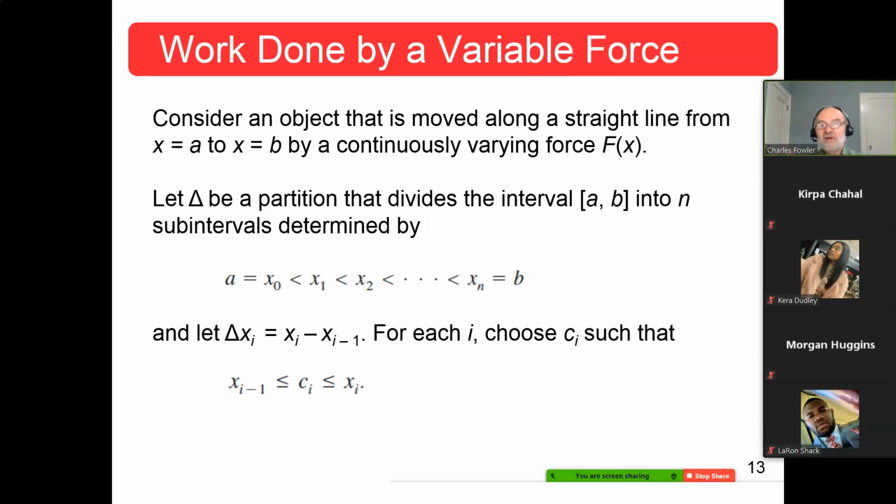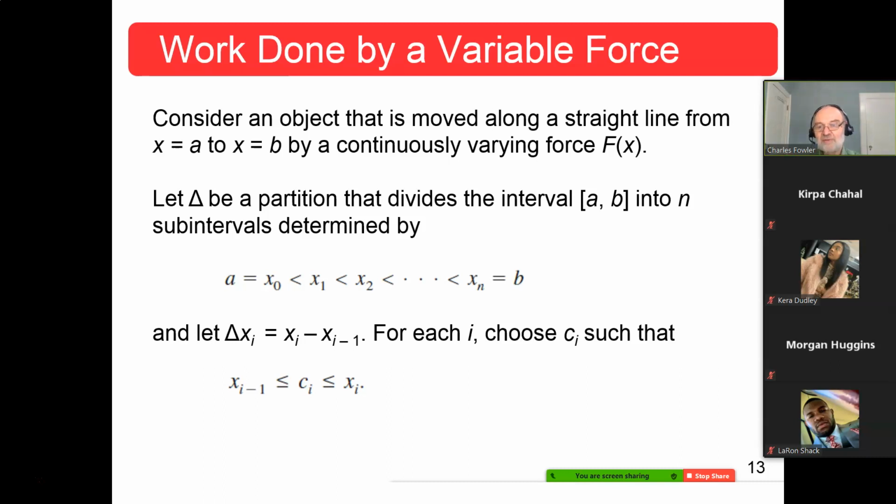That's why force is a function of x. It's not a constant force anymore. So let's let delta, our good old capital delta, be a partition that divides that interval between A and B into n subintervals, as determined by the first one, x sub 0, that's your A, and then you have x1, x2, x3, x4, all the way up to x sub n, which is also your B. So we've divided it into that.